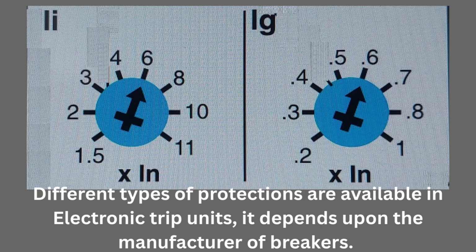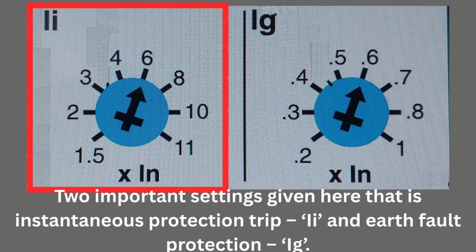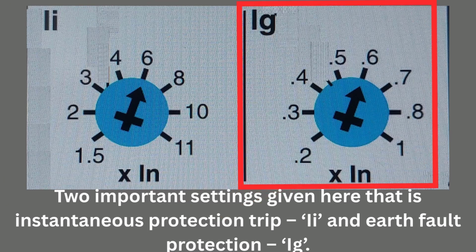Different types of protections are available in electronic trip units. It depends upon the manufacturer of breakers. Two important settings given here, that is instantaneous protection trip, II, and earth fault protection, IG.